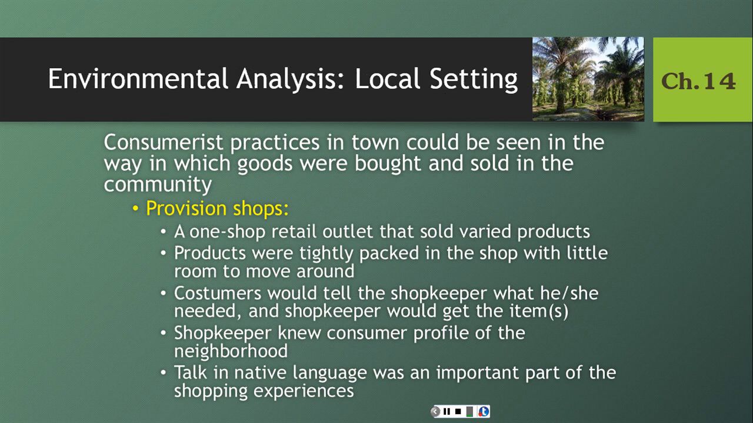Aside from analyzing the national syllabus, researchers also examined the local setting, specifically its consumers' practices. Consumers' practices in towns could be seen in the way goods were bought and sold in the community. Traditionally, provision shops were used. Basically, it's a one-shop retail outlet that sold varied products including fresh foods, stationery, kitchen utensils, aspirin, and cough syrups.